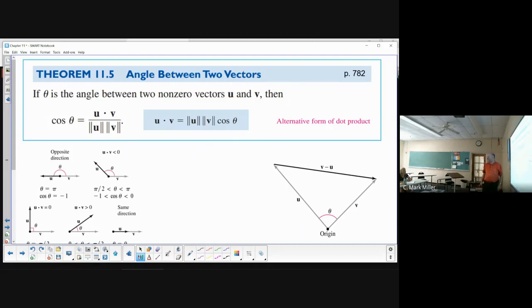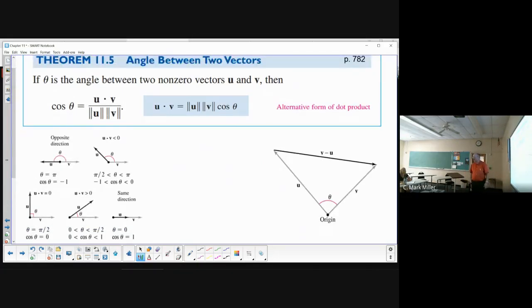Angle between two vectors. Cosine of the angle between two vectors. If you put them tail to tail, the cosine of the angle in between them is the dot product divided by that. Now, how do you get that? Are any of you familiar with the law of cosines? Law of sines, have you ever heard of it?